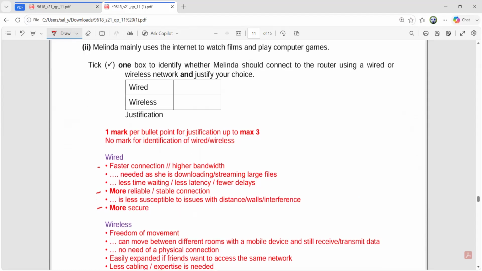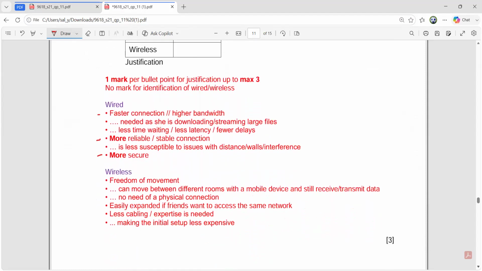On the other hand, if a child has chosen wireless, what are the advantages? How will he justify his choice? Freedom of movement, because you can move anywhere. You can move to different rooms, different locations, because you have a mobile device, and still you will be able to receive, and the transmission of data will be possible. And you do not need a physical connection.